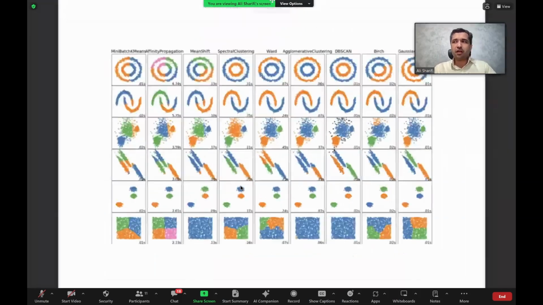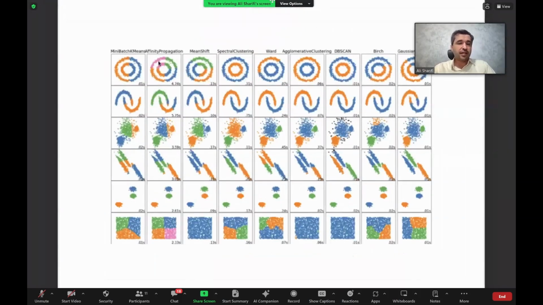So there are many different clustering algorithms. Depending on the style or the shape of the input data, the clustering algorithm that best matches our data might change. So there is a package, scikit-learn, in Python that you can simply import, and you can choose your clustering algorithm among many different options.